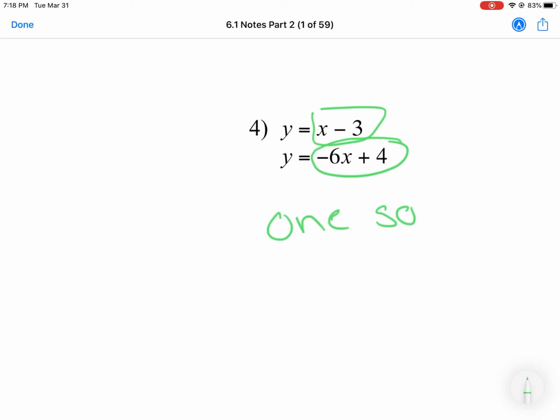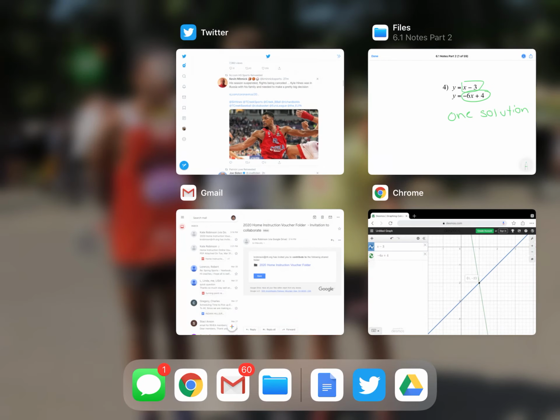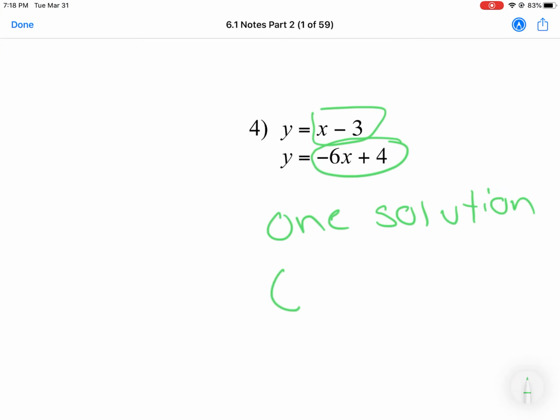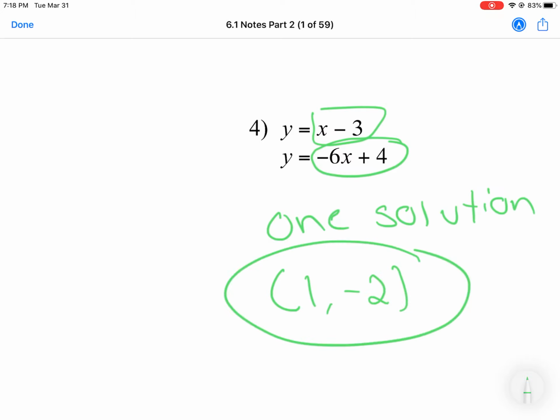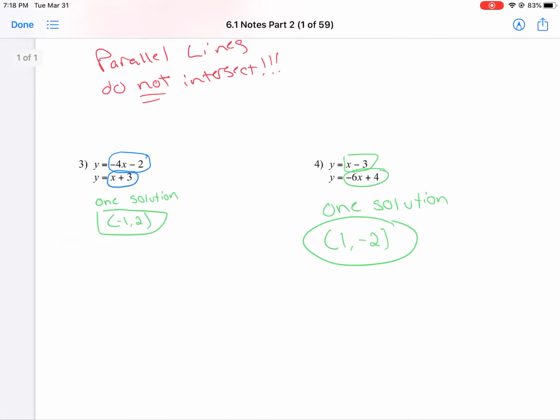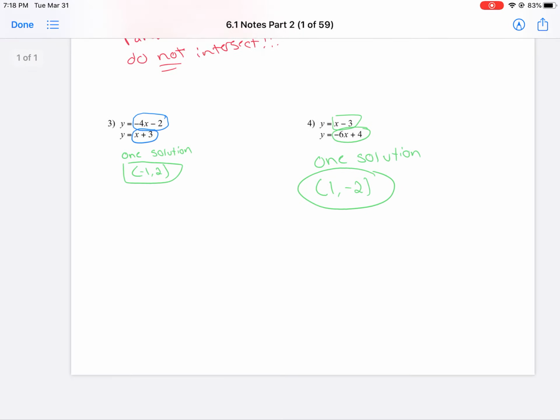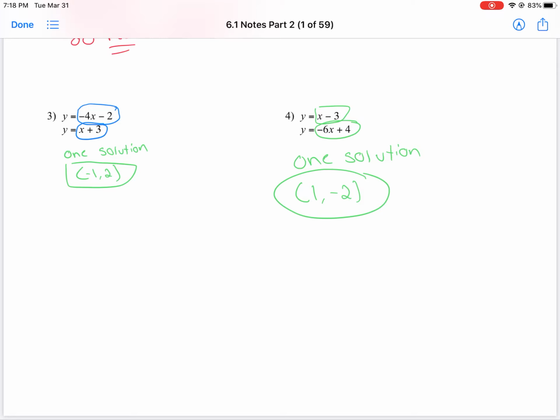And I'll write that again. One solution. Let's make sure I get that point right. Is it 1, negative 2? Good. 1, comma, negative 2. And that is my solution, and that is all really for that section. That's really all we're doing.